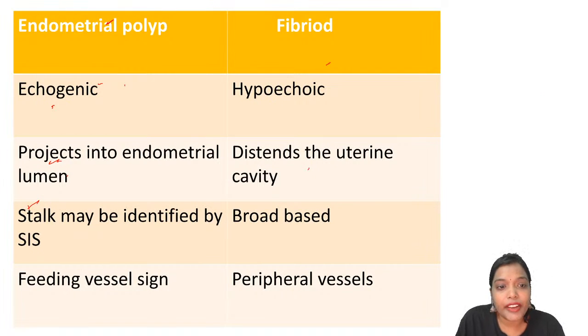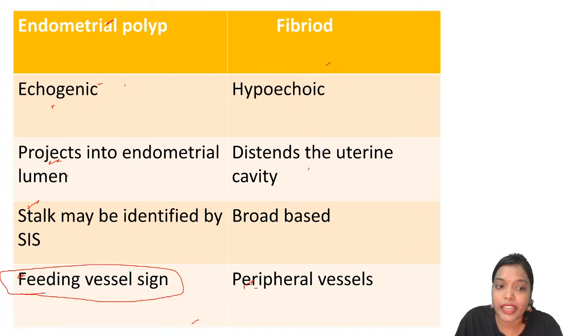Stalk may be identified by saline infusion sonography. Fibroids are broad based. Very important is the feeding vessel sign. Actually, in NEET 2020 you got a question about this feeding vessel sign. In an endometrial polyp you will see only one vessel entering into the polyp.